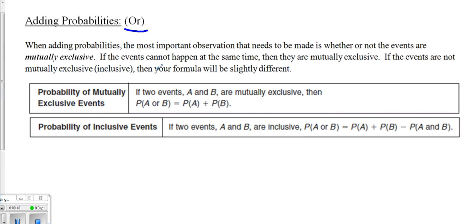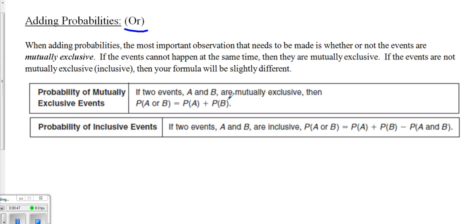So when we are adding probabilities, the most important observation that needs to be made is whether or not the events are mutually exclusive. If the events cannot happen at the same time, then they are mutually exclusive. If the events are not mutually exclusive, which means they are inclusive, then your formula will be slightly different. So, if two events A and B are mutually exclusive, then for a probability A or B, it's just the probability of A plus the probability of B.